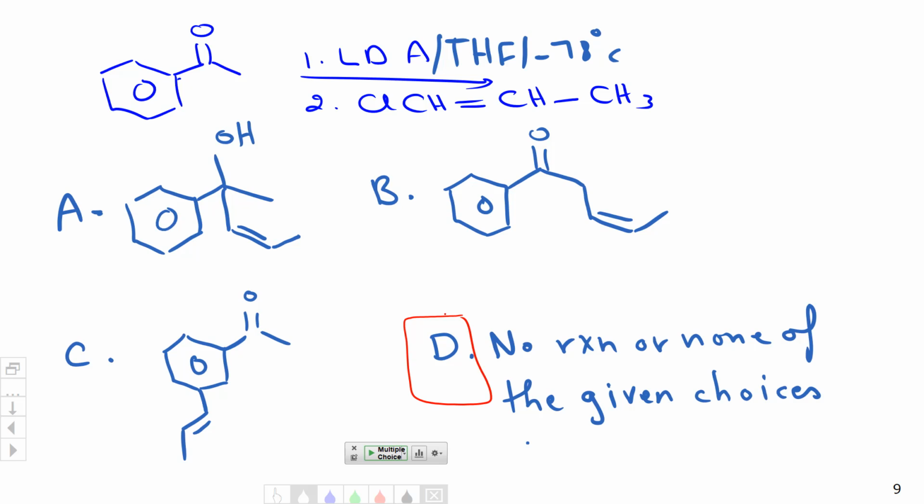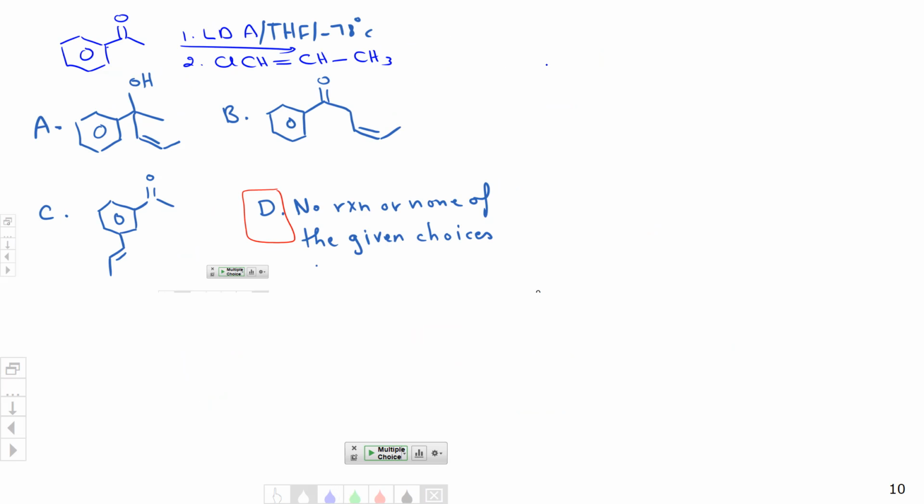So the first step in here is LDA, THF, minus 78. I'm going to go over it in detail. So the LDA is going to deprotonate the less sterically hindered alpha carbon that has at least one alpha hydrogen. So this is an alpha carbon, this is an alpha carbon. This one in here has no alpha hydrogen. And I'm going to redraw this so that you can see that that's the case.